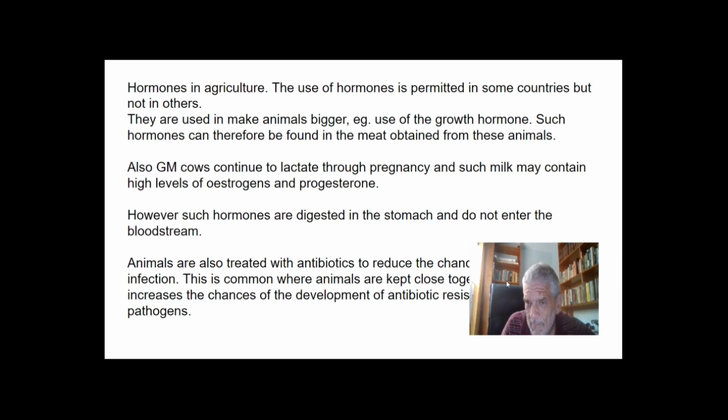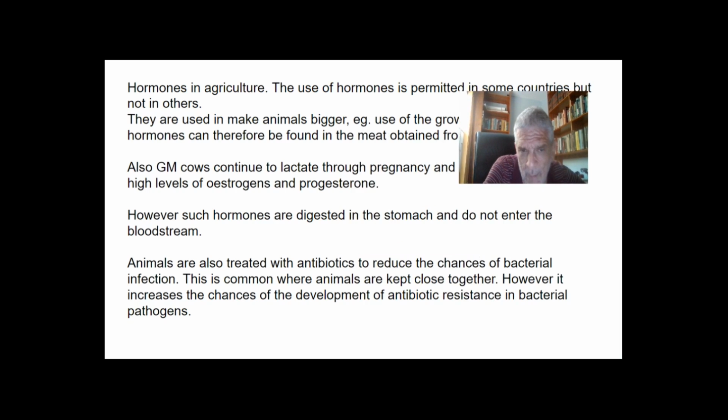And at the same point here, I mentioned that animals are also treated with antibiotics to reduce the chance of bacterial infection. And this is common where animals are kept close together, where you have these industrial farms with a large number of cows all huddled together. The trouble is that since they're all so close together, if one cow gets a bacterial infection, it will spread to all the others. And therefore, we often treat the animals with antibiotics. And that even applies with fish. So therefore, we've got to be careful with that.